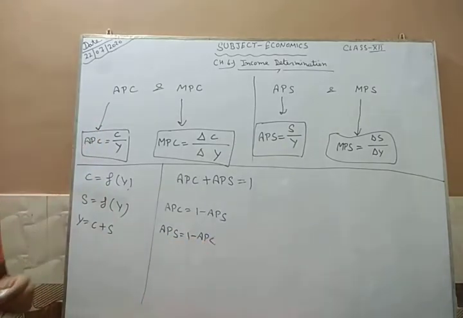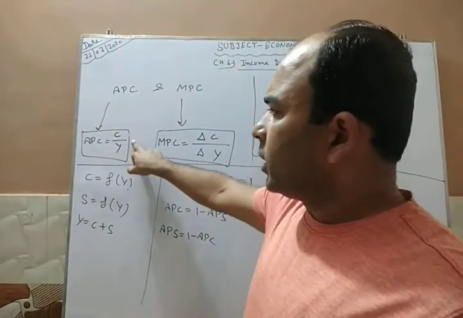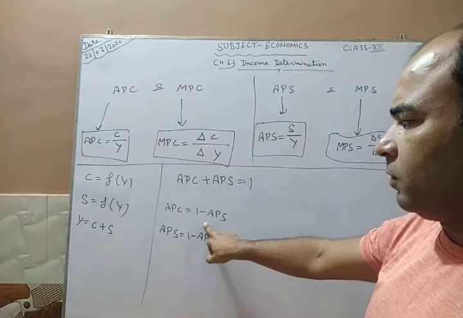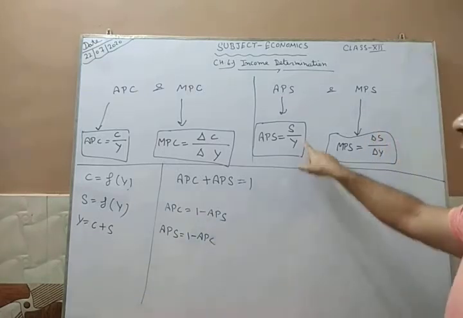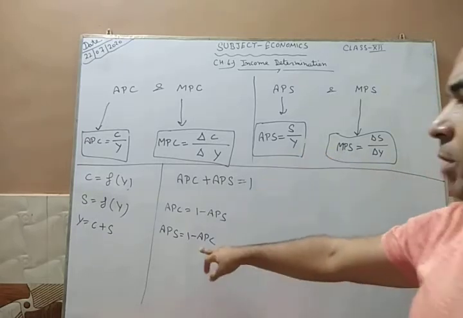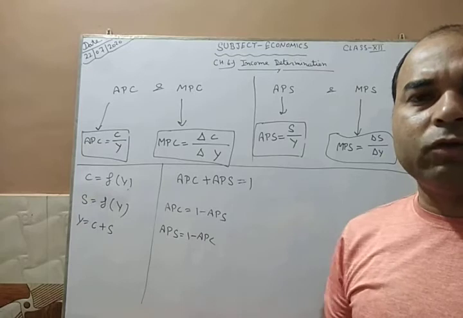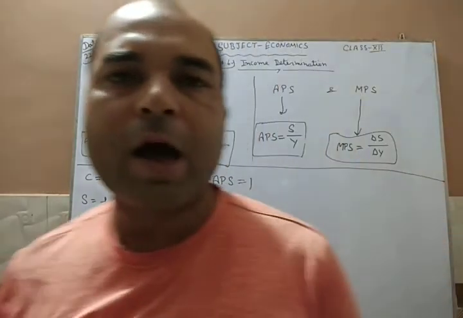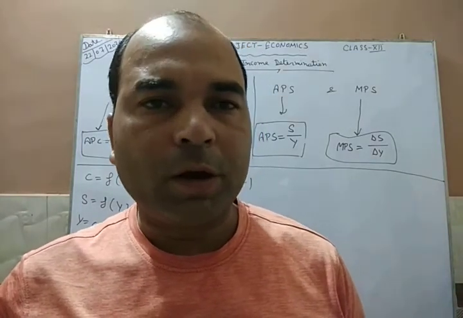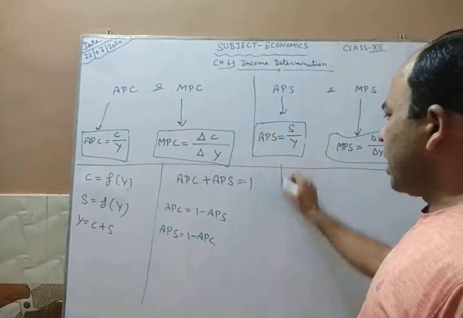So, students, you can see these formulae. APC you can calculate from here, C upon Y, and APC you can also calculate from 1 minus APS. And same APS we can calculate from this formula, saving divided by Y, or APS we can calculate as 1 minus APC. I hope this is clear to students. Students, formulae बहुत ज़्यादा आपको revision करने की requirement है. Otherwise, you will have problems in this chapter. Clear? Now, if we are talking about MPC, same as MPC situation.